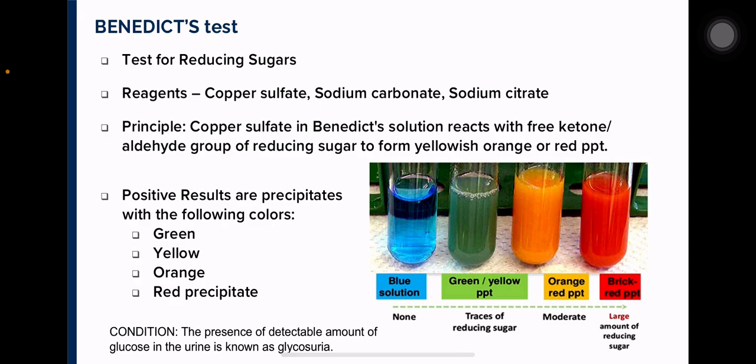So Benedict's test is a very sensitive copper reduction test and may give positive reactions with non-specific, non-glucose reducing substances which are normally present in the urine. So since glucose is the reducing agent, it is oxidized to gluconic acid. The positive reaction is indicated by a color change as presented in the presentation, or it is already flashed on the screen. So it is a qualitative test in which the degree of color formation is proportional to the amount of reducing substance present in the sample.